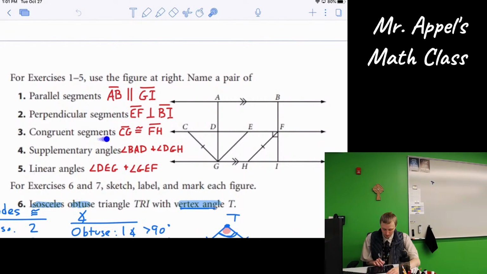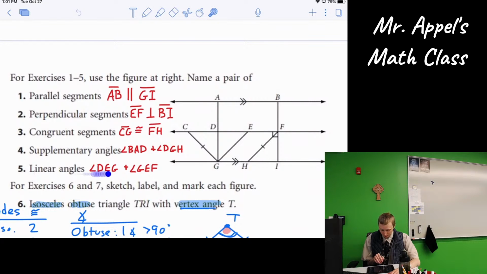The congruent segments, similarly, there's only the one set of segments marked. It's got to be CG and HF or FH. Again, you can swap the order of that letter there. That's okay. I'm going to get back to the supplementary angles in a moment.